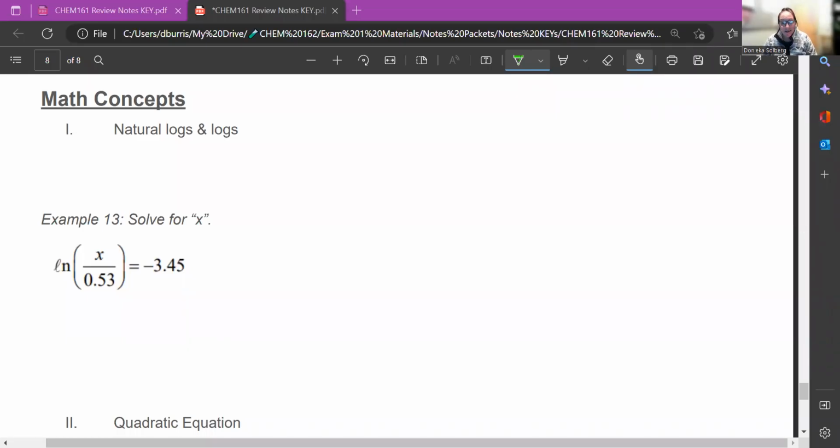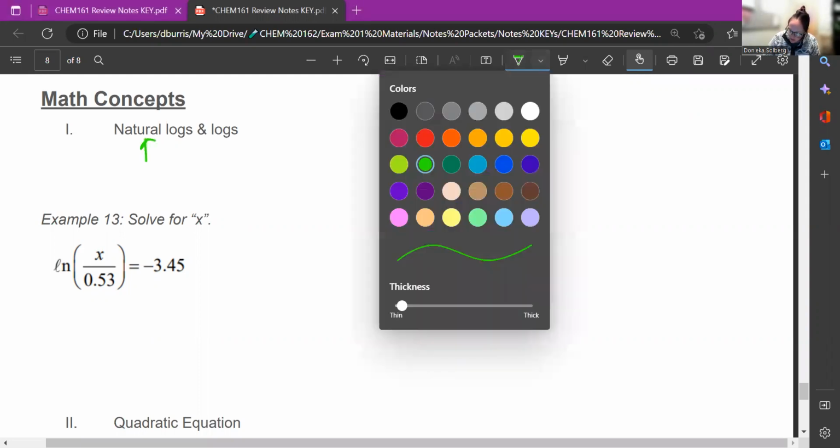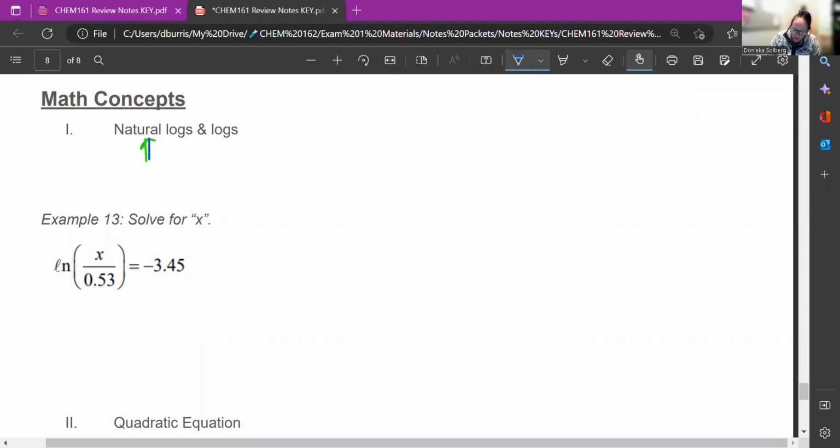All right, the last section of things you need to remember from previously are some math concepts. We'll be using a lot of logs in this class. So you need to know one, natural log. Natural log is ln. You should be able to find that on your calculator. We will also be using log base 10, and that is just log on your calculator.